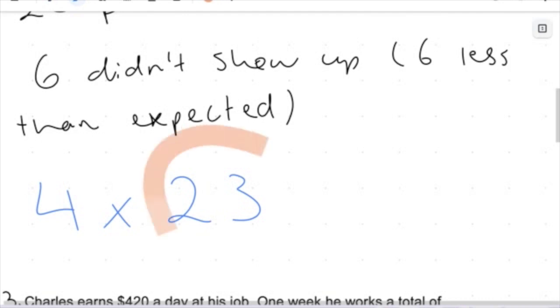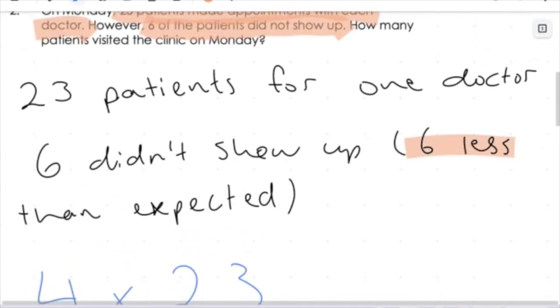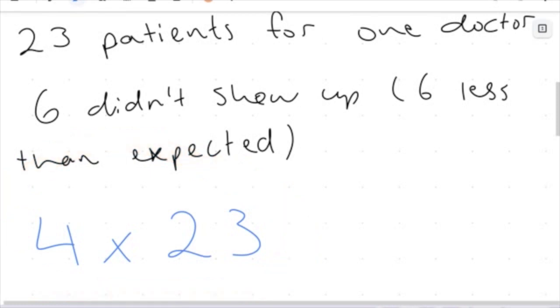Once again, I have my 23 patients for my 4 doctors. But 6 didn't show up. So I have actually 6 less than this thing here. These are all my patients that booked, but 6 didn't show up. I have 6 less than expected. Now, when we say less than, or 6 less, that implies that we are subtracting 6. So I'm going to write here minus 6.